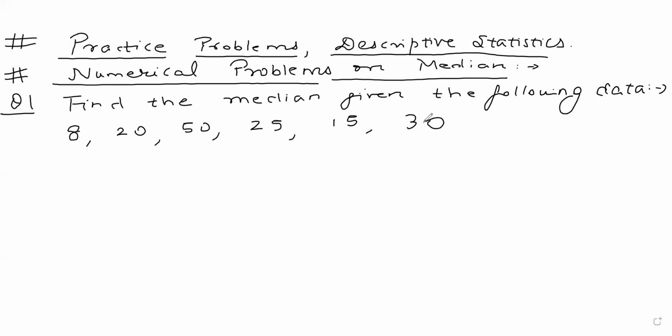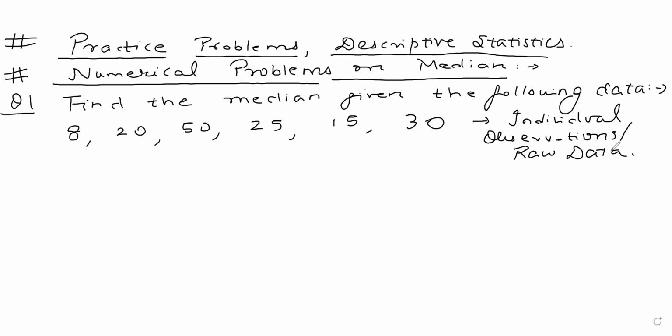So first of all, whenever numericals come regarding mean, median, mode, or dispersion, students should first be able to identify what kind of a data set this is. This is a raw data set, or I can say individual observations. There are 3 kinds of data sets we have done in our lectures. Individual observations, or raw data. Then we have discrete frequency distributions, and then we have continuous distributions, class intervals. So this data given to us is individual observations, raw data.